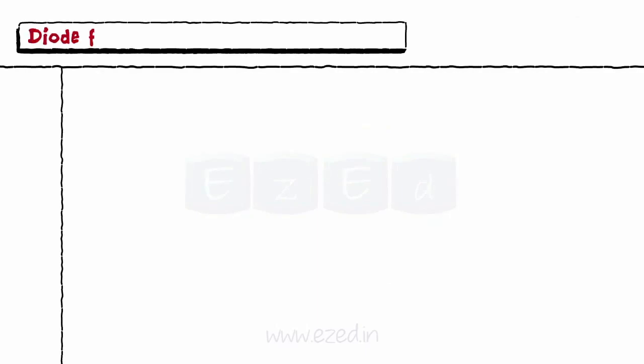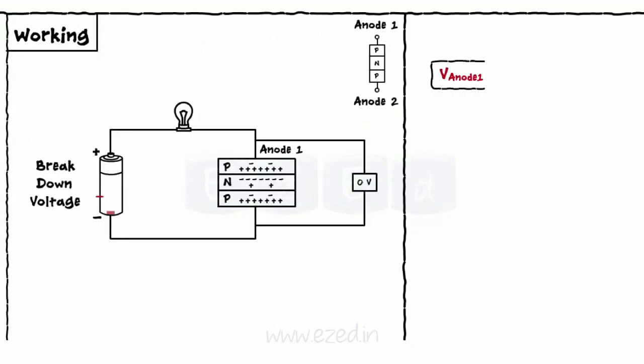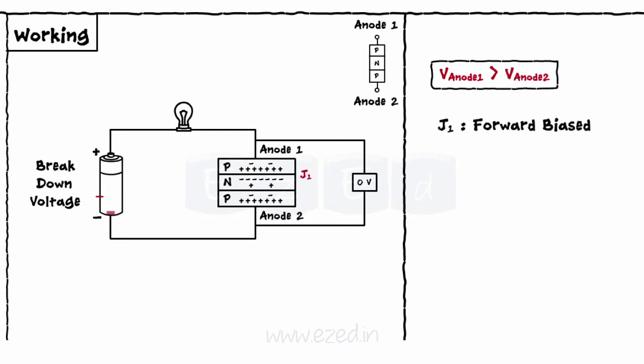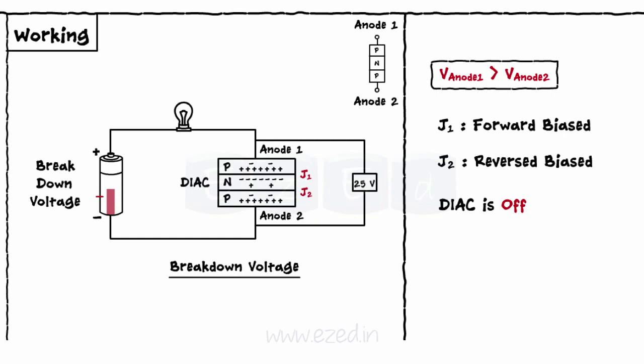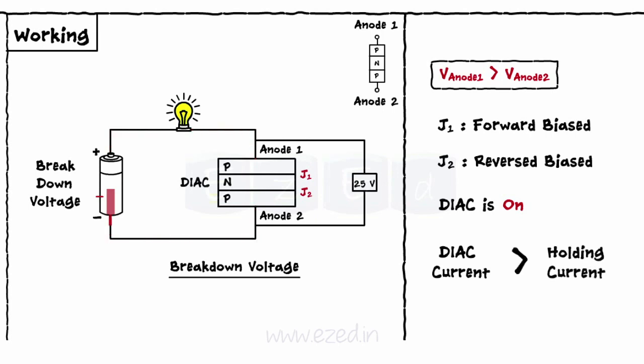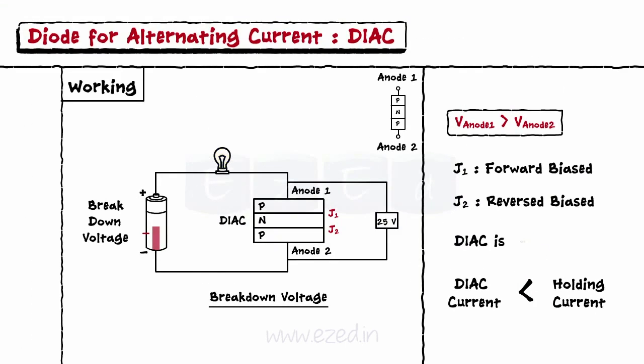Assume the DC voltage is applied to the DIAC where anode 1 receives more voltage than anode 2. Thus, the junction J1 becomes forward biased, but junction J2 is reverse biased. Hence, the DIAC remains off. Every DIAC has a specific breakdown voltage. When the voltage drop across the DIAC crosses that breakdown voltage, the DIAC abruptly conducts current due to avalanche breakdown. The DIAC remains on till the current flowing through it remains above the holding current level. As soon as the current goes below the holding current, the DIAC goes off.